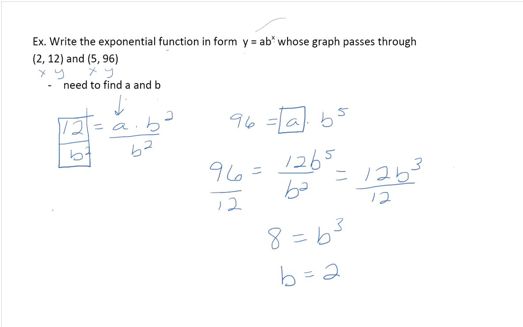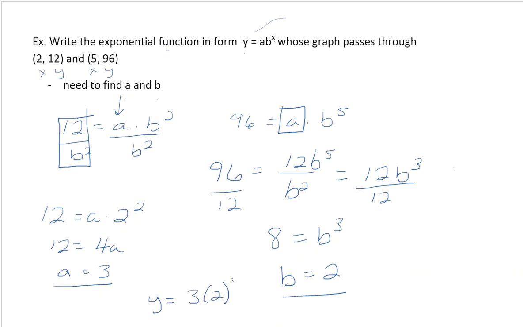It doesn't matter which x, y you use, so I guess I'll use 12 and 2. So 12 equals, I do not know what a is, times, I'll put the number 2 in for the b, and then it would be squared. So that gives me 2 squared is 4. 4a equals 12. Therefore, a is 3. So now I have my a, I have my b. Don't stop there. Finish the problem by writing the actual equation. Y equals 3 times 2 to the x.